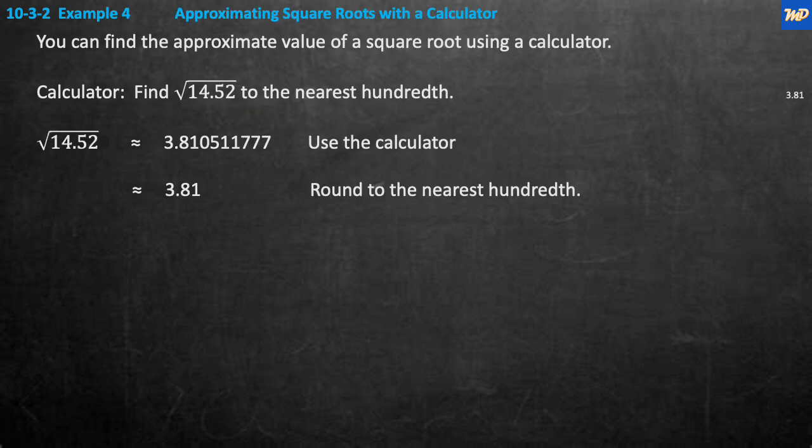Okay, example 4, approximating the square root with a calculator. It's pretty simple. There's nothing difficult about this. You can find the approximate value. That's the key word here. This is the approximate. Always remember that. Generally, you find the approximate value of a square root using a calculator. So it says here, using a calculator, find the square root of 14.52 to the nearest 100th.